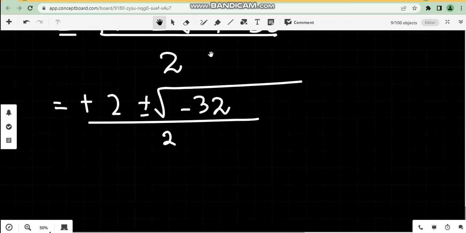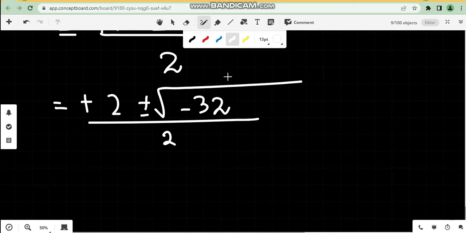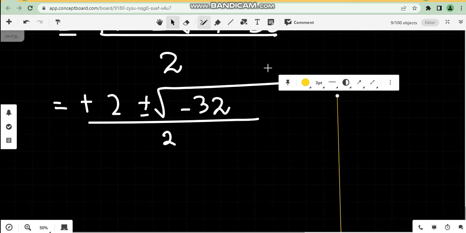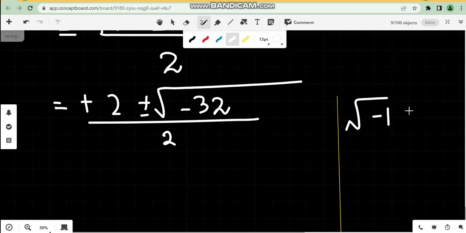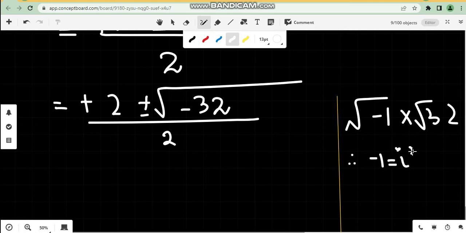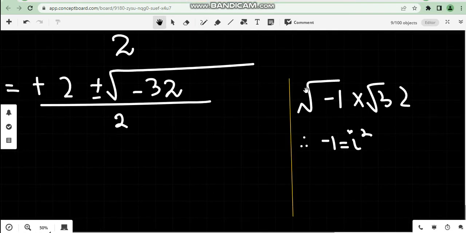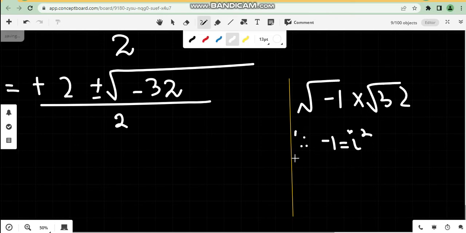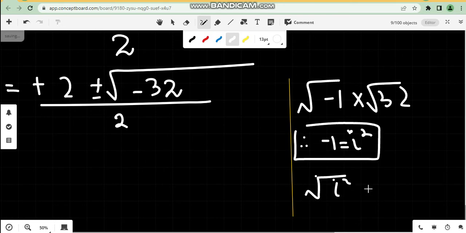We will do the rough work of it: square root of negative 32, so we know that would be negative 1 times square root of 32. As we know, negative 1 equals i square, iota. So square root of negative 1 times the square root of 32, and as negative 1 equals i square, we write square root of i square and square root of 32. That will give me i here, because the square cancels with the root.